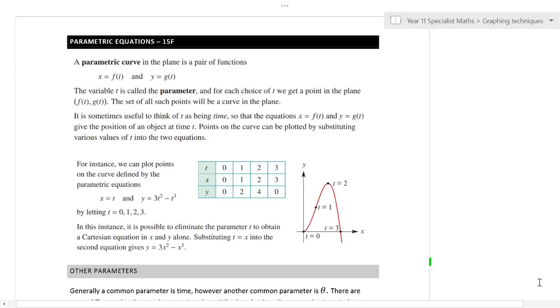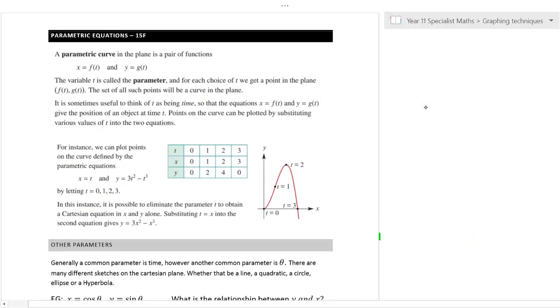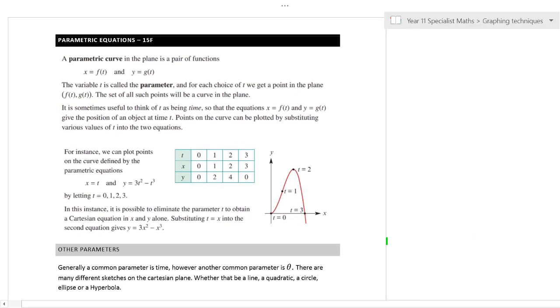In this video, we're going to be going through parametric equations. We're in Year 11 Specialist Maths, and it is part of the course. First, I'm going to introduce what a parametric equation is. I want you to really think about this parameter, which is of course in the word parametric.